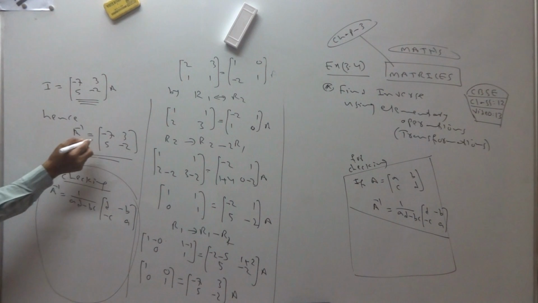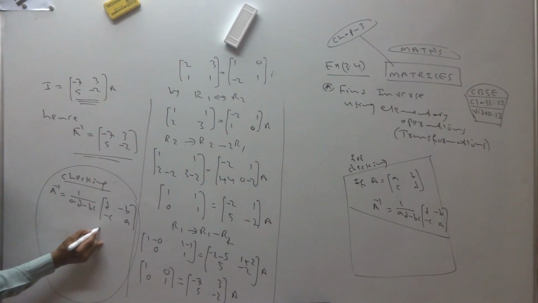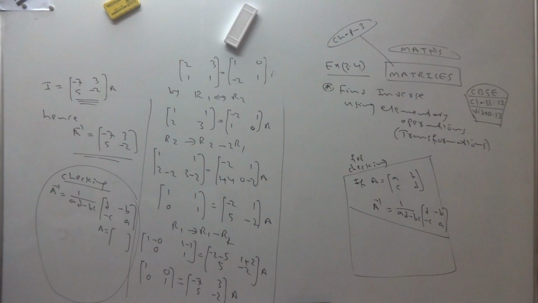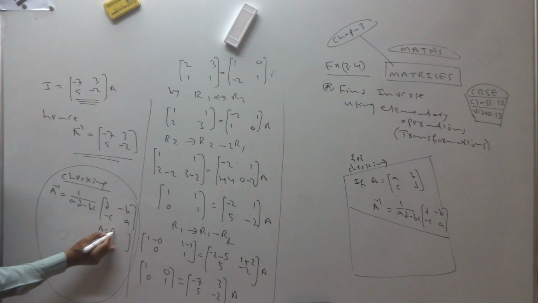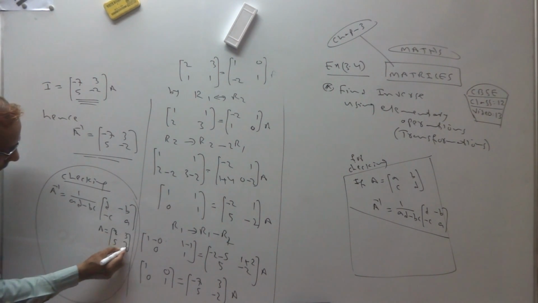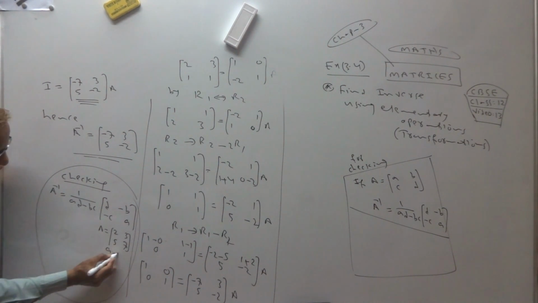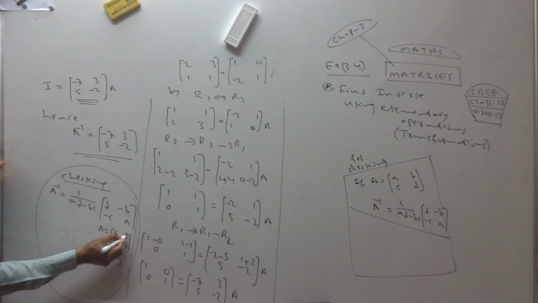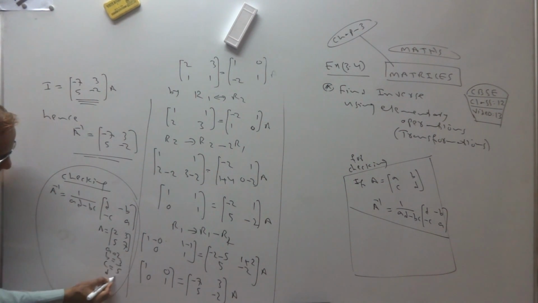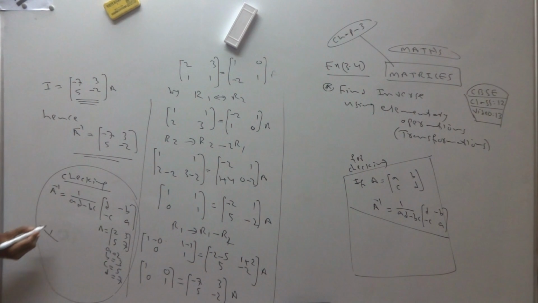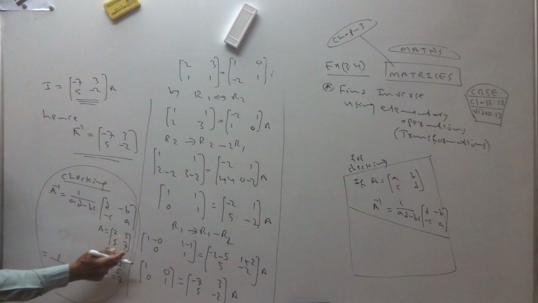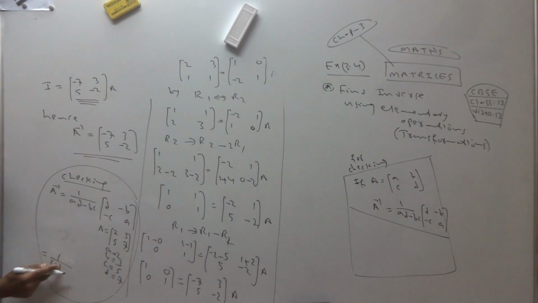Okay. So what was the question? A is equal to, the question was what? 2 3 5 7. This was the question. We check the answer now. So here A is 2, B is 3, A B C D. Now substitute in this formula, 1 by AD minus BC.